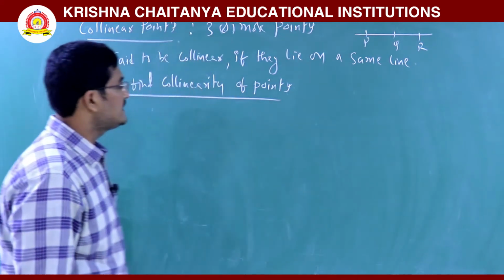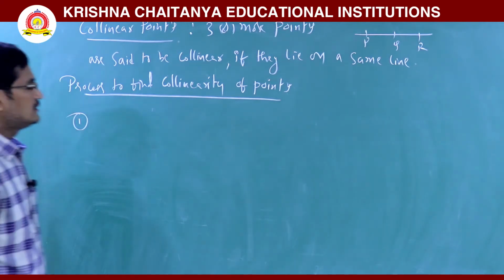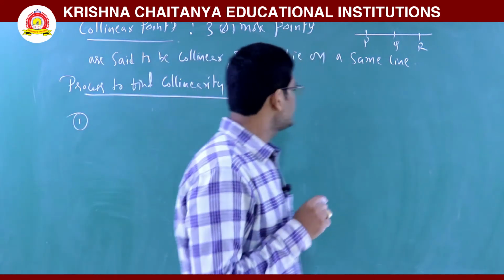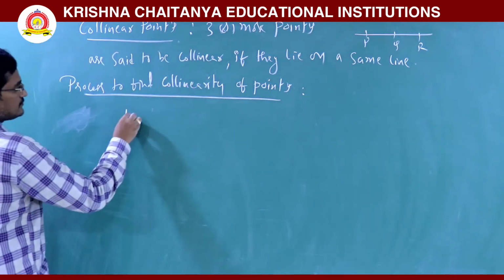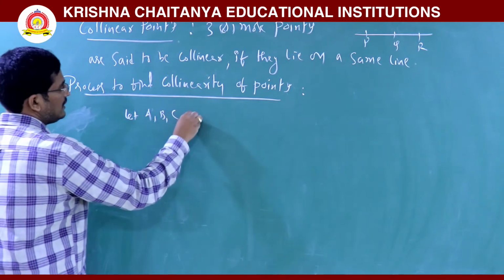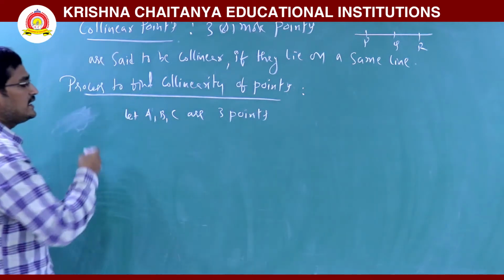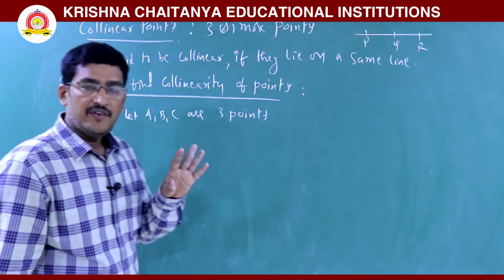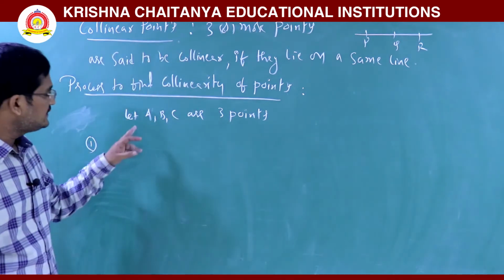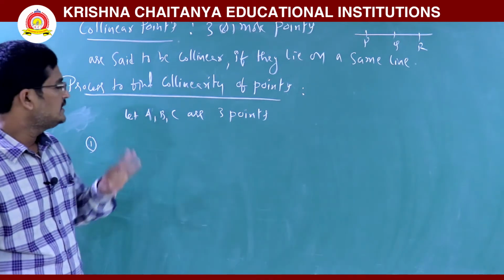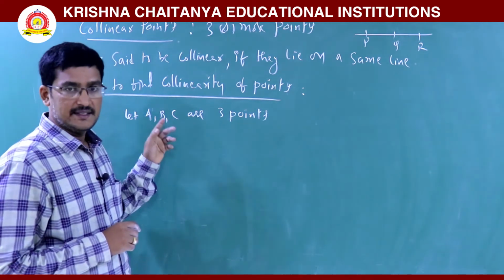In those ways, the first one is the sum of the two distances of 3 points. Suppose capital A, capital B, capital C are 3 points. We have to decide the collinearity of these 3. First we have to find the 3 distances: AB, BC, AC.